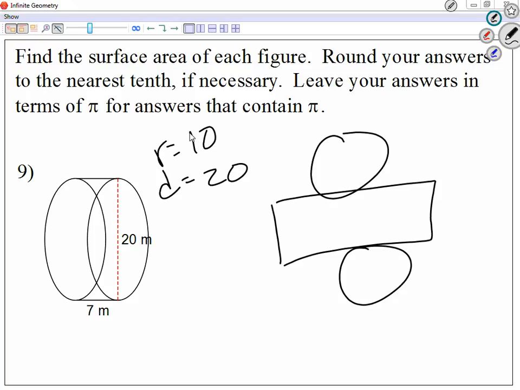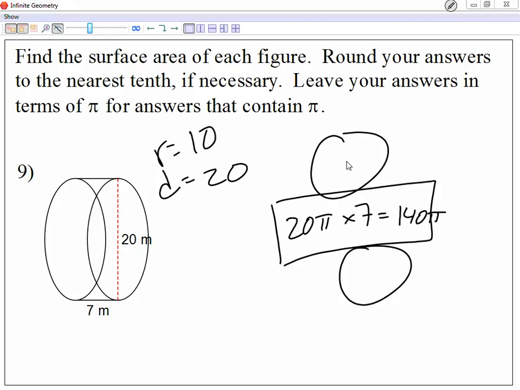Now for the big rectangle, remember I told you guys that the distance around it, we call it circumference? And then the circumference is diameter times pi. Since my diameter is 20, I'm going to say the circumference is 20 pi. Now I'm going to multiply this by what? By 7. So I'm going to go 20 pi times 7. It's going to be 140 pi. And I'm leaving pi as a pi, not as a decimal, because it says leave your answer in terms of pi. So the big rectangle is 140 pi.